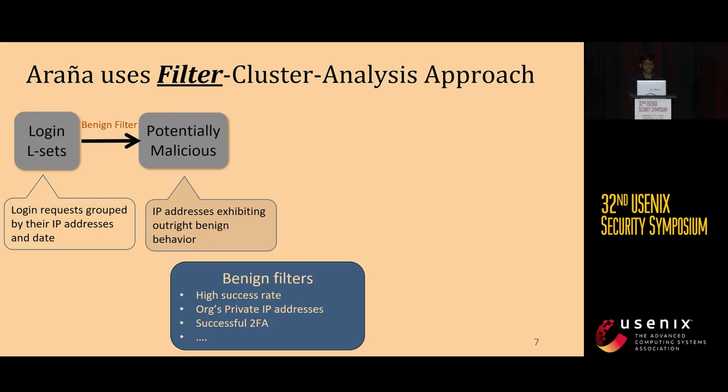Once we have the L sets, then Aran applies some benign filters, which I talked about earlier. And we observe that very simple benign filters can effectively remove the majority of the outright benign L sets. These benign filters include removing those L sets which have 100% successful login requests. So if the L set is controlled by an attacker, the L set is likely to have a very low success rate.